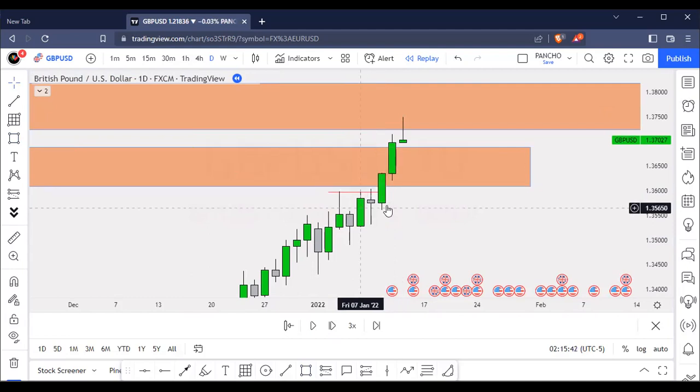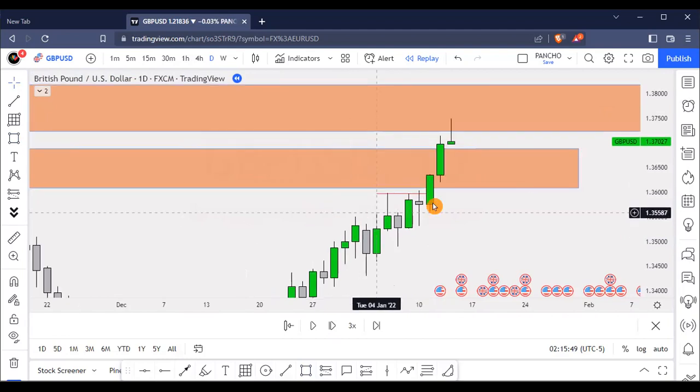But what happens when the market touched our order block? It did not just touch our order block. We saw a very strong momentum which took liquidity here again and then closed bullish. It did not close bearish. It closed very strongly bullish.